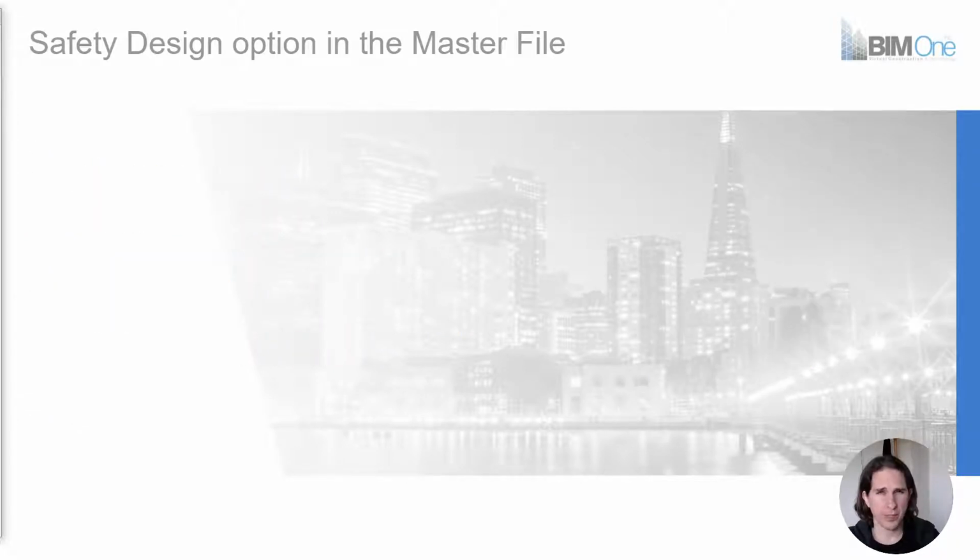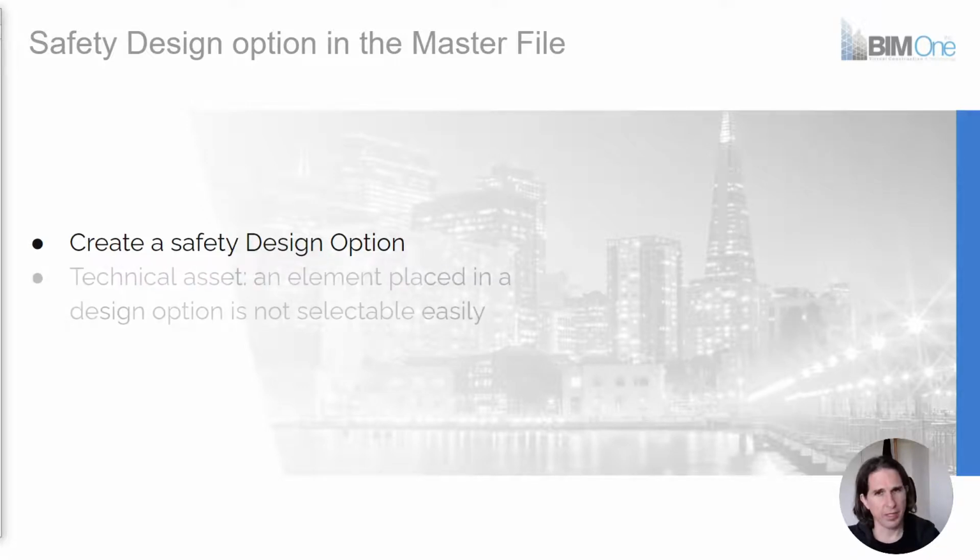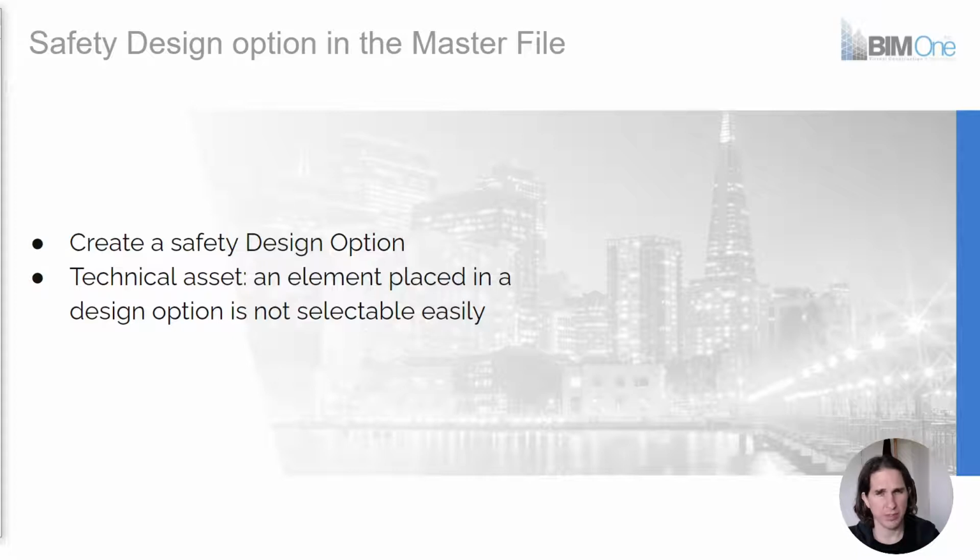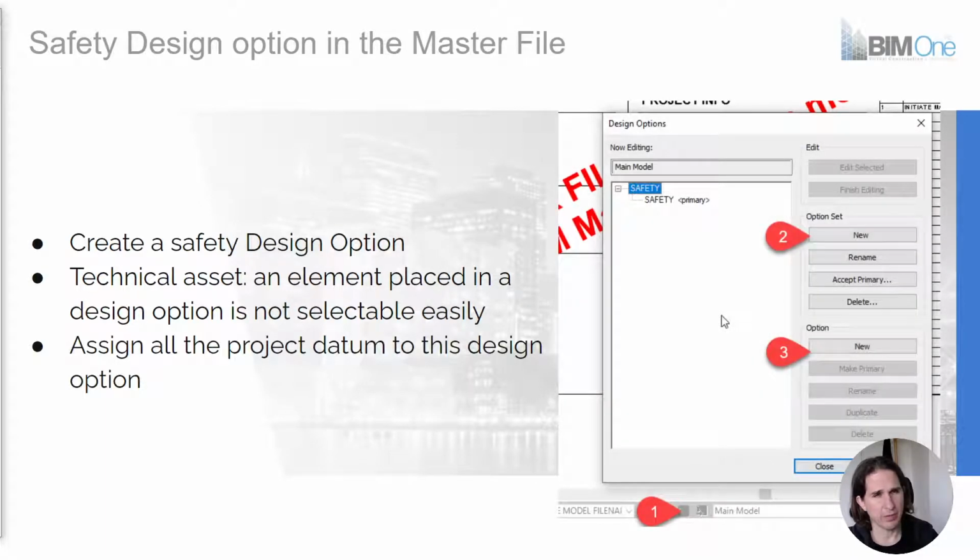One little trick here is what we call the protection of safety design option in the master file. It's a suggested practice, and it's pretty effective actually. It comes from the technical advantage you have while using Revit: an element that is placed in a design option is not selectable by default. So it's pretty unique.